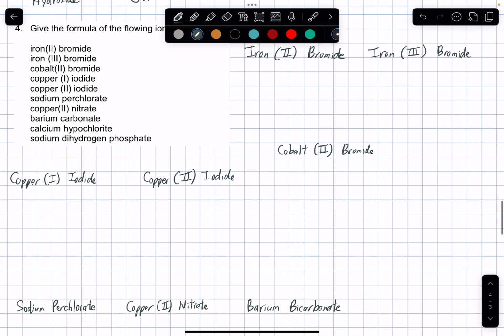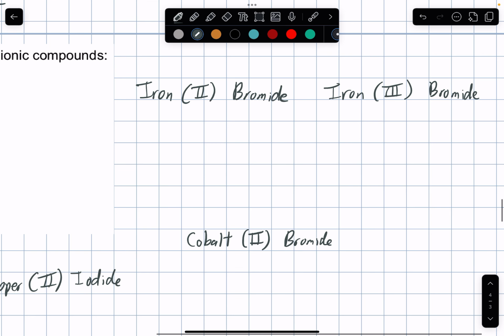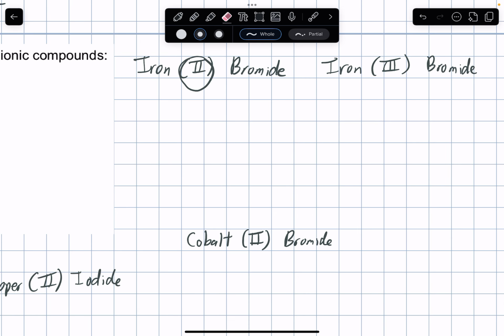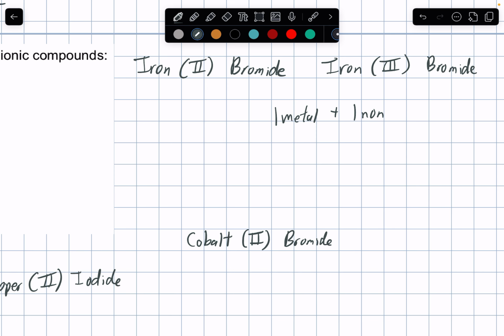Okay. Let's start first with iron(II) bromide. What does the Roman numeral represent in the context of ionic compounds? It essentially represents the charge of the metal. Ionic compounds consist of one metal and one nonmetal, so they bond to each other. There are rules in how to name ionic compounds, and something regarding the Roman numeral is one of them.